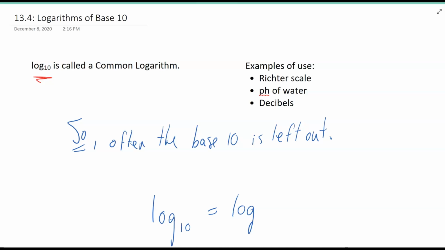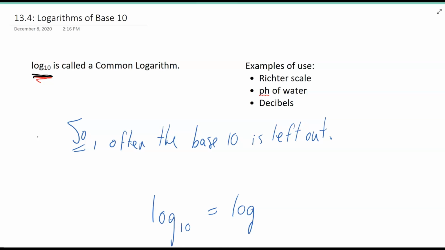In this video, I would like to talk about logarithms of base 10. That will be shown as log with a base of 10, also known as the common logarithm. Some of the places where common logarithms are used are, for example, the Richter scale, which is a measure of the magnitude of earthquakes, the pH of water, and measuring decibels.